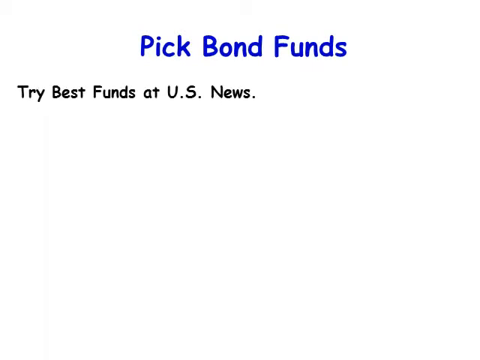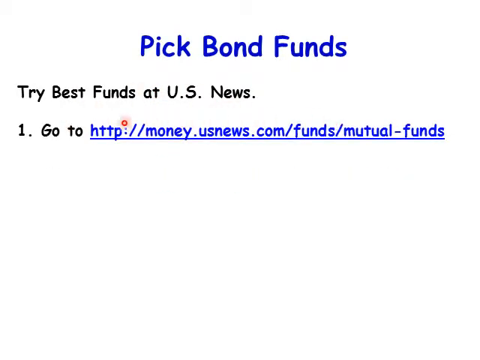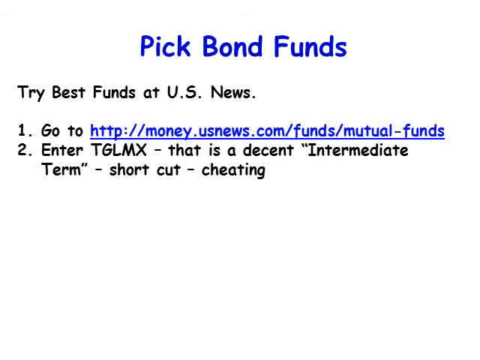Let's do bonds. Well, this time we try U.S. News, best funds at U.S. News. Okay, and we go to this URL, money.usnews.com/fund/mutual funds. Let's continue. Then I'm going to do some cheating here. Enter TGLMX. What happened is that the categories at this site had short-term bond funds and long-term bond funds. It did not have an intermediate term bond fund as a category.